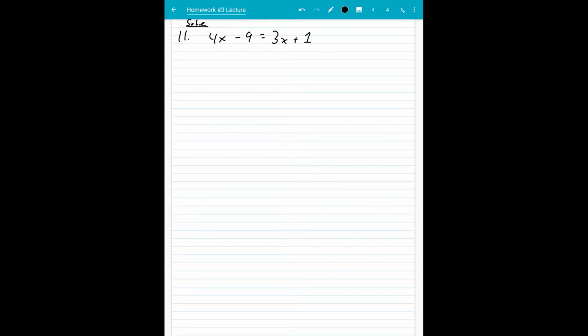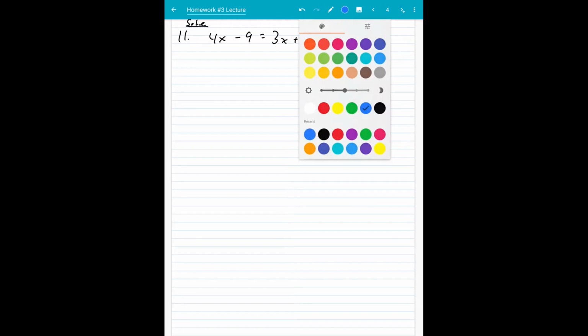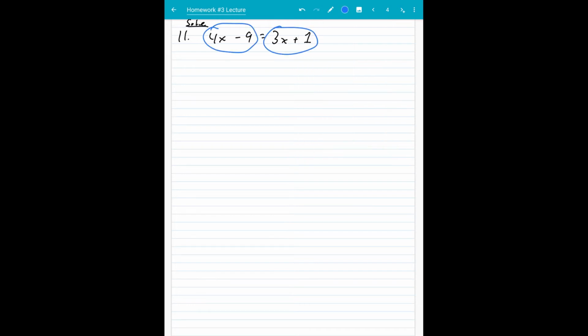So what we want to do with this kind of problem is we want to strategize. First, I want to look at everything on this side and this side individually. So we want to look at 4x minus 9 and 3x plus 1 separately. So I'm going to look at the left side. Is there anything I can simplify, meaning combine like terms, what we learned earlier? 4x and minus 9 cannot combine, so there's nothing to simplify. If I look at this side, 3x plus 1, there's nothing to simplify. So I leave that alone.